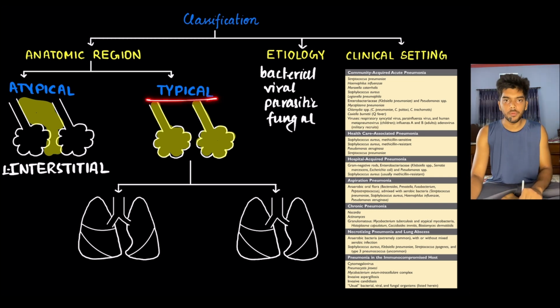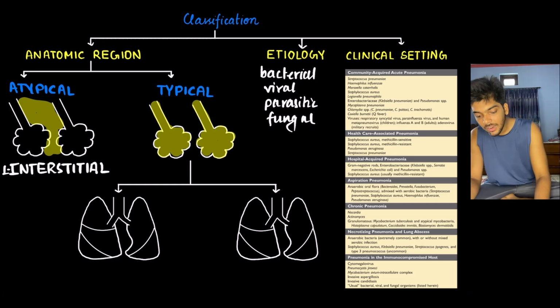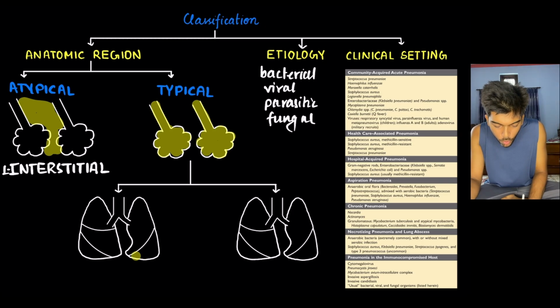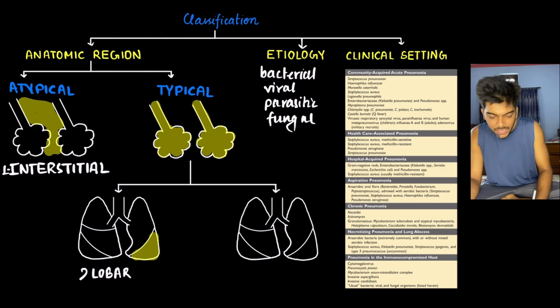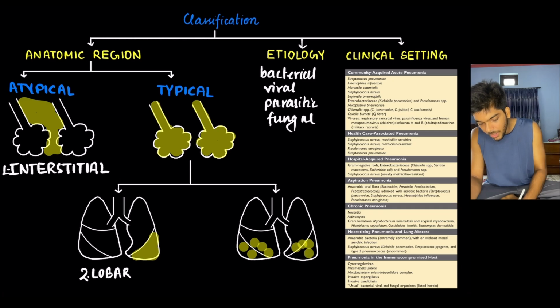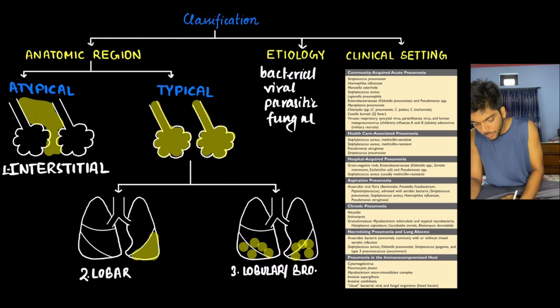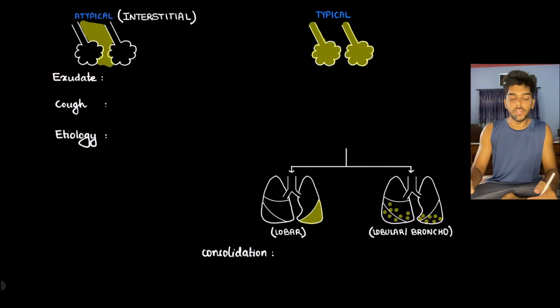Under typical pneumonia, you have again two types. If it is a huge chunk of a lobe or the complete lobe of a lung that is consolidated, then that is lobar pneumonia, the second type. But if there is patchy involvement, that is only certain patches of lung are involved, either the lobule of the lung or the bronchi and bronchioles of the lung, then we call that lobular pneumonia or bronchopneumonia.